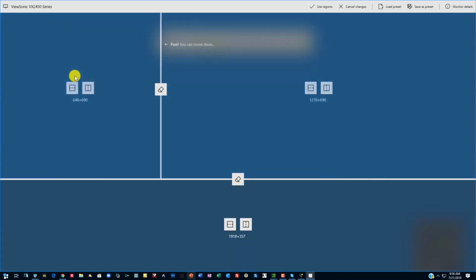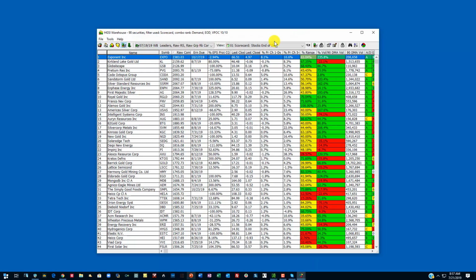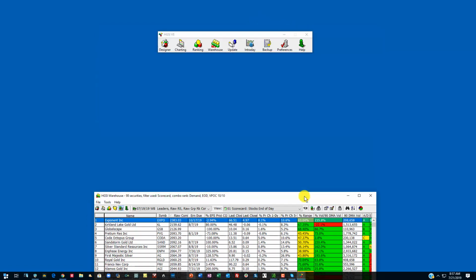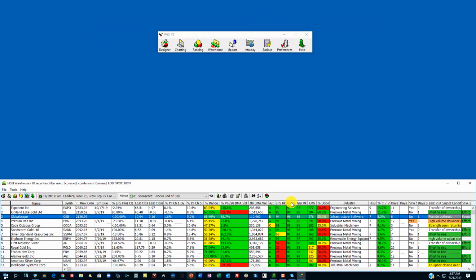I'm going to click on Change Regions, and this is the way my screen's laid out. This is my weekly chart, this is my daily chart, and this is the warehouse view. So I'll load the warehouse view. I'll drag it down in this area and I'll double click it. Notice how it fills in nicely.